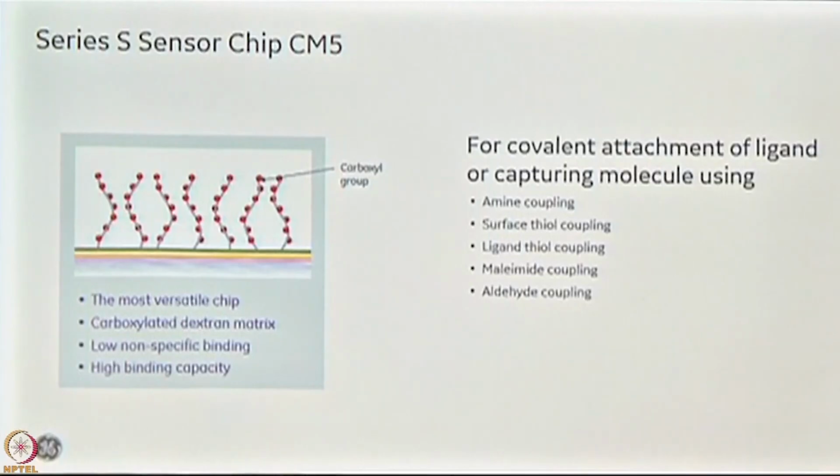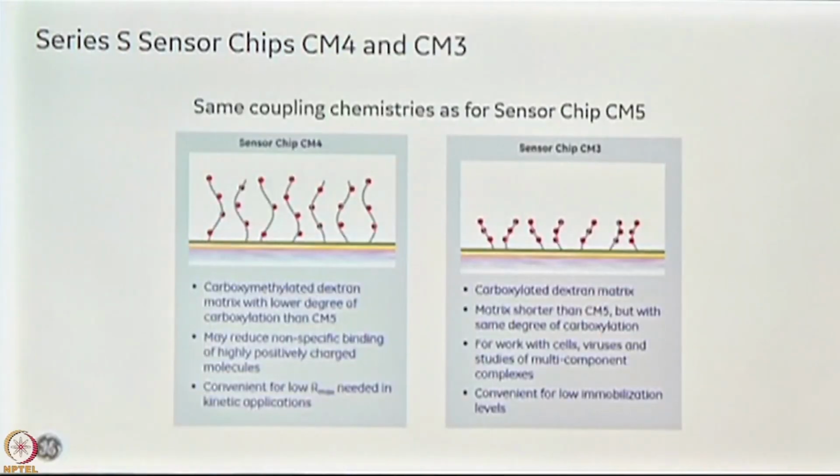Even now, when I do my first experiment in Biacore with a particular system, I would straight away go with CM5. If it does not work, I then choose a different chip, because it has proved to be very, very versatile and works for most proteins. And it can support almost all kinds of covalent chemistry. Now, a slight variation of the CM5 is CM3 and CM4.